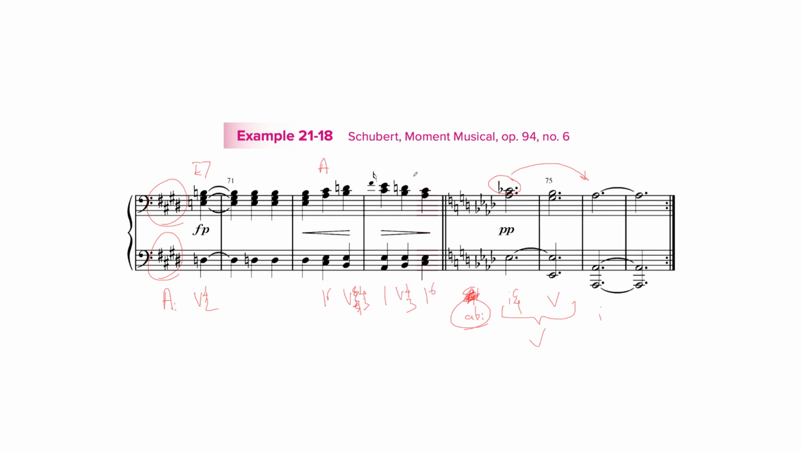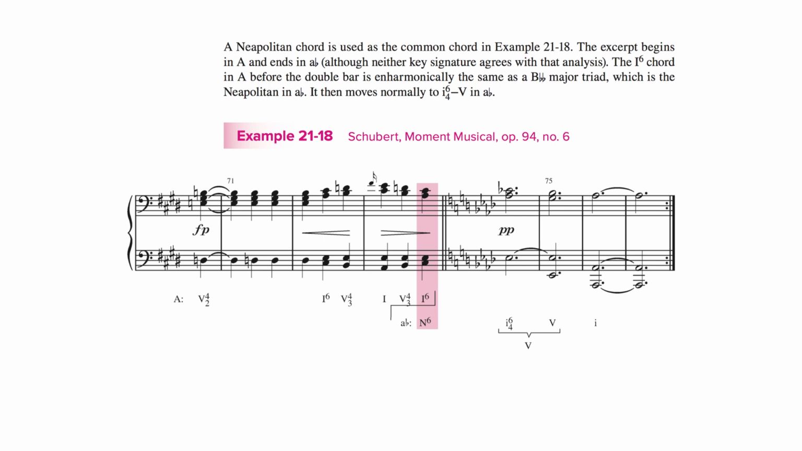And this is the interesting part. The first degree of A major is the Neapolitan sixth of A flat major. We have to think enharmonically. Instead of A major in first inversion, we have to consider it as B double flat major, which would be the Neapolitan chord in A flat minor. Let's listen to it once again.